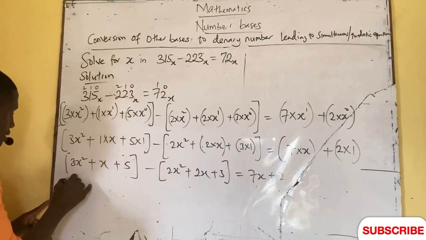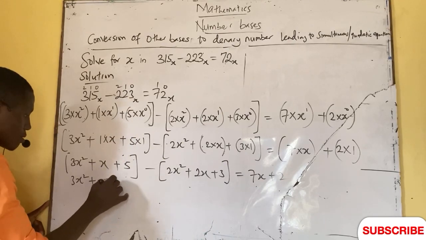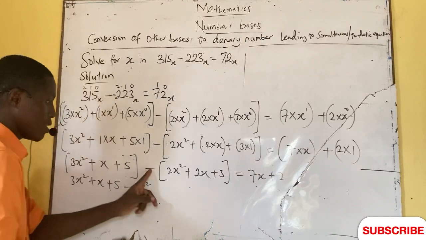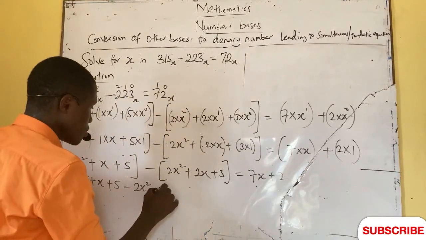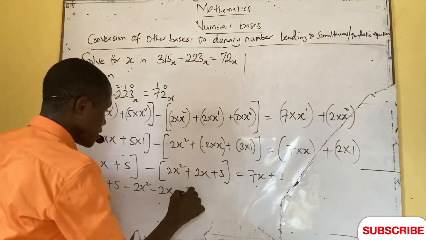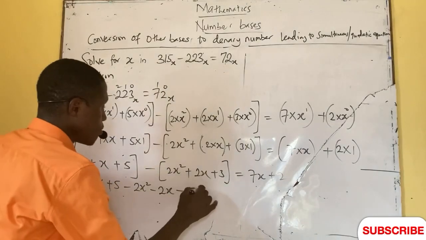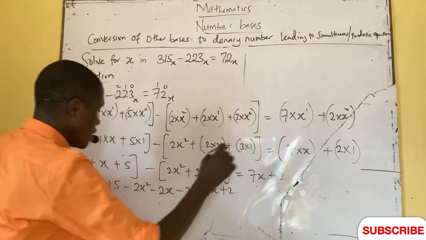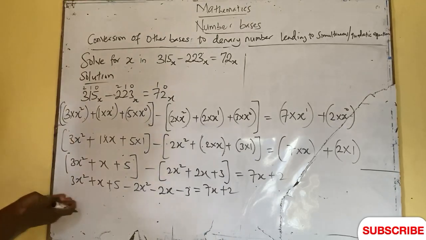Open out the bracket. You have 3x squared plus x plus 5 minus 2x squared. That's why the excess of what? The bracket. Minus 2x minus 3. Because minus will affect everything. Equal to 7x plus 2. Now with this now, you try to bring the like terms together.